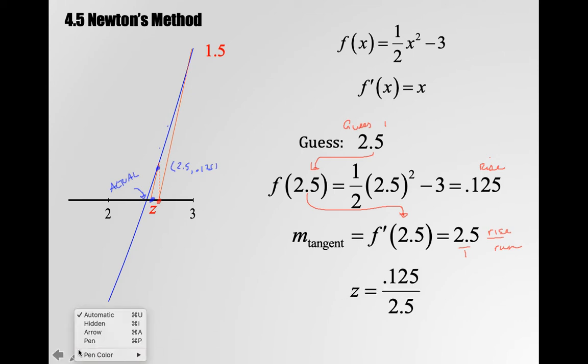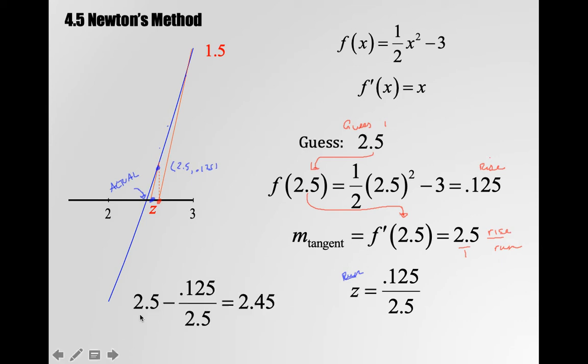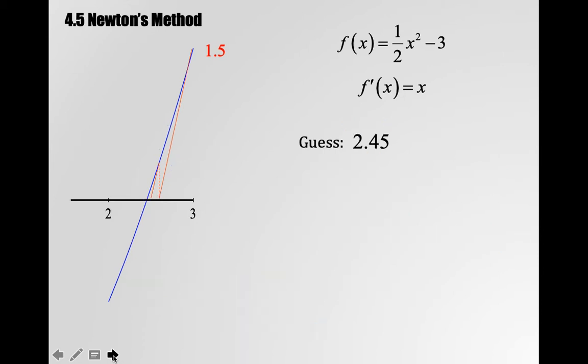Solve for run. Remember, this is your distance between your previous guess and your new guess. So take your previous guess, subtract the run from your previous guess, and get your new guess. And then once again, what do you do with that? You repeat. And you can, of course, keep going forever and ever and ever.